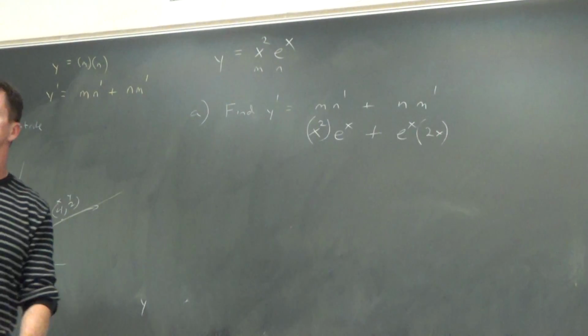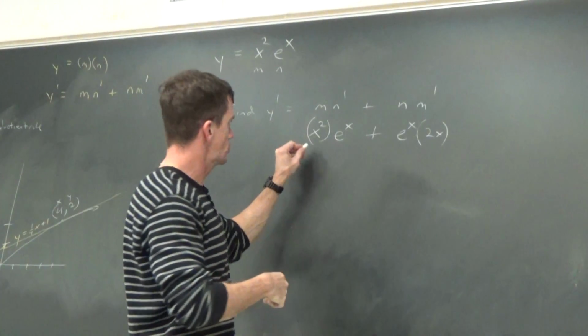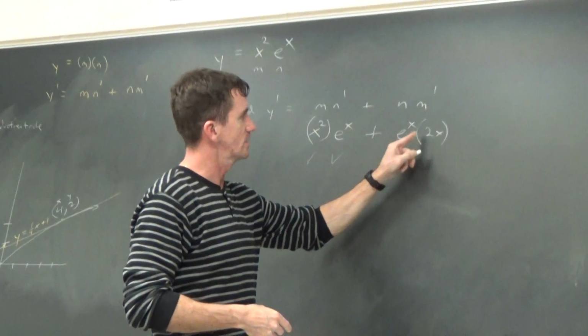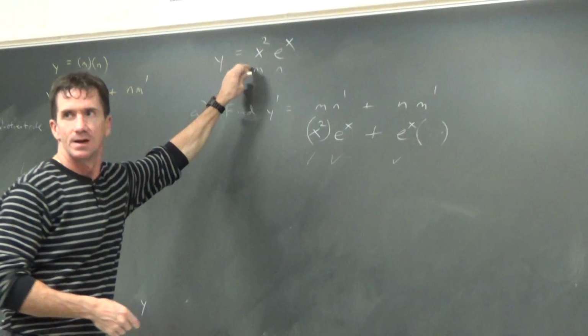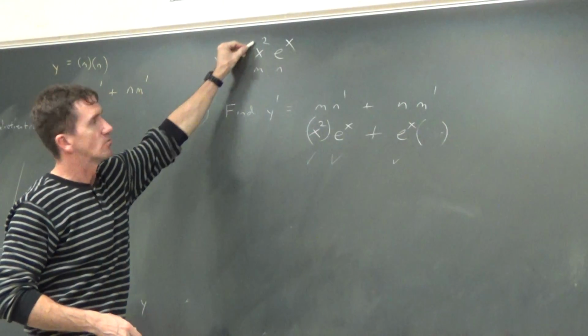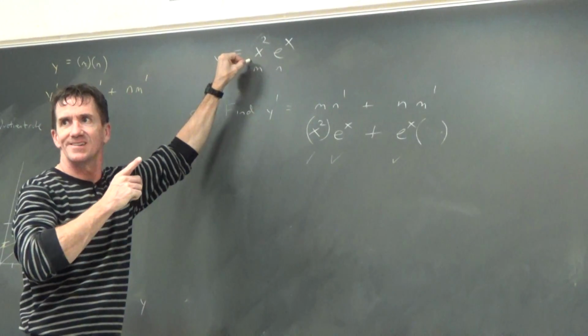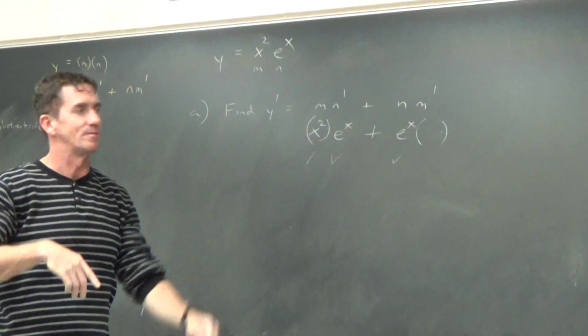Wait, go ahead. Which one was that? Where did you get the 2x? Oh, so you're good, you're good, you're good, and it's like, wait a minute. M prime. So here's my m. I need to differentiate that. I'm doing the power rule. So 2 in front, and then decrease the exponent by 1.